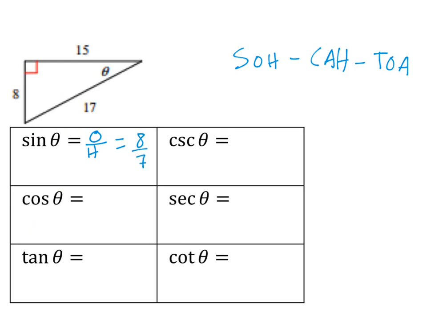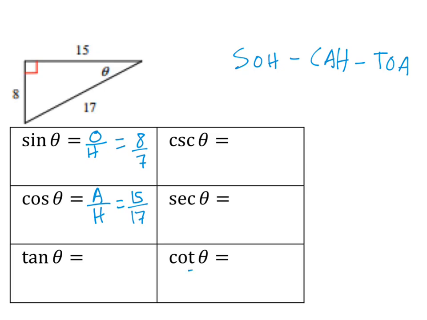Cosine of any old angle is adjacent over hypotenuse. That's the CAH of SOH-CAH-TOA. And then the adjacent side is the side next to the angle that's not the hypotenuse. So that's going to be 15/17. Hypotenuse is still the 17 length there.